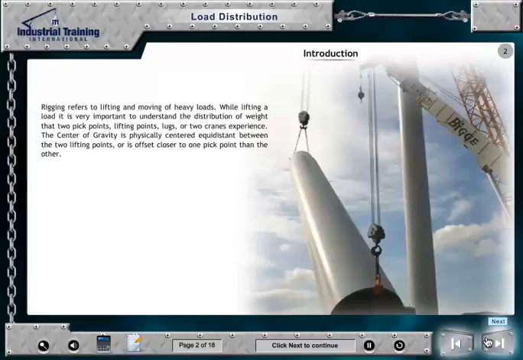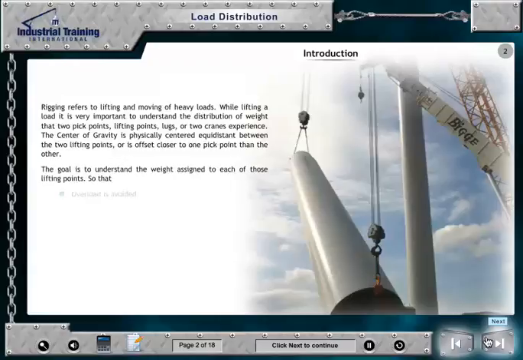As you know, rigging refers to the lifting and moving of loads. While lifting a load, it is very important to understand the distribution of weight that two pick points, lifting points, lugs, or two cranes experience. The center of gravity will either be physically centered at equal distances between the two lifting points, or it will be offset, meaning closer to one pick point than the other.